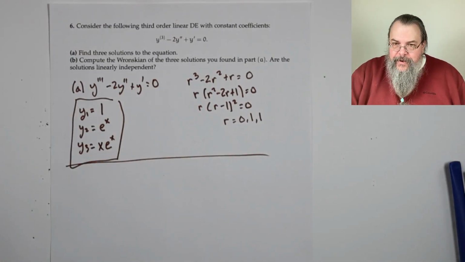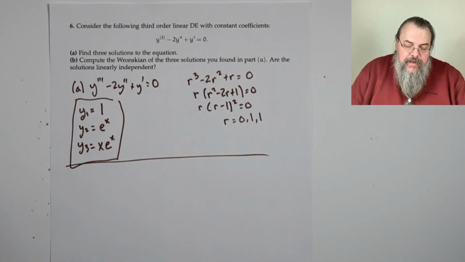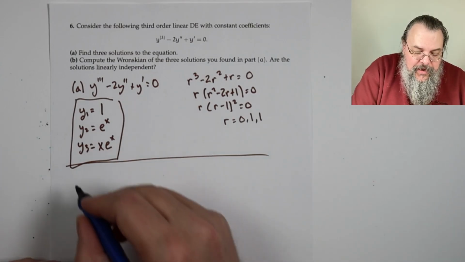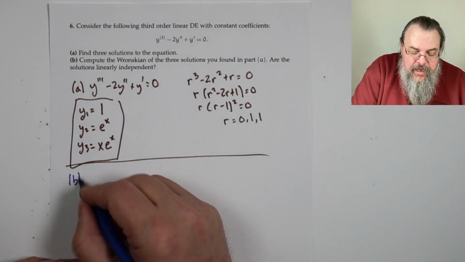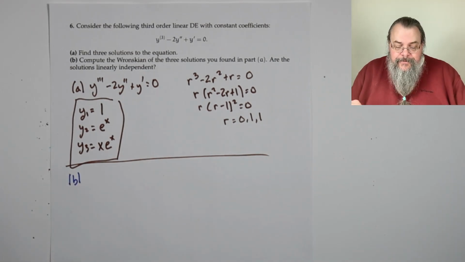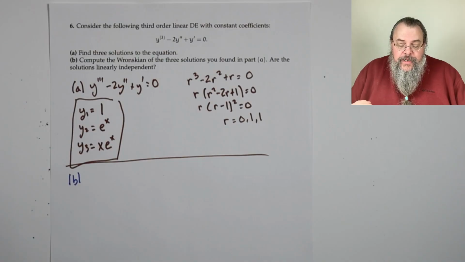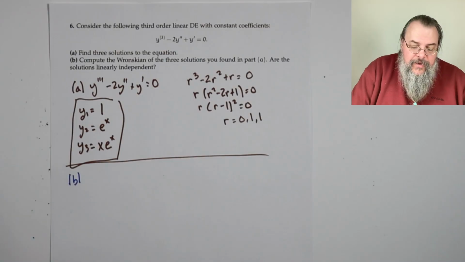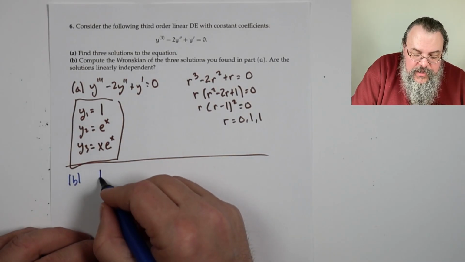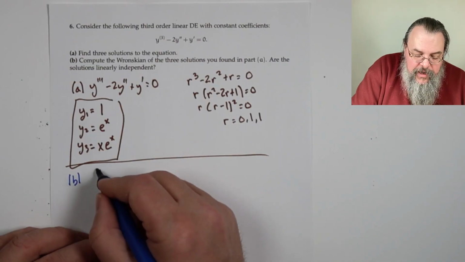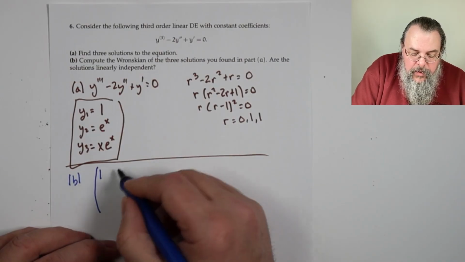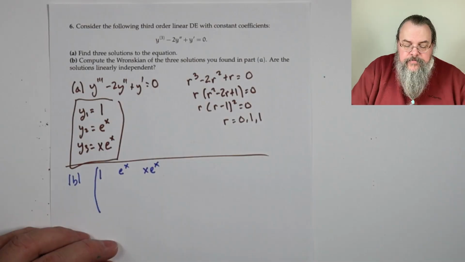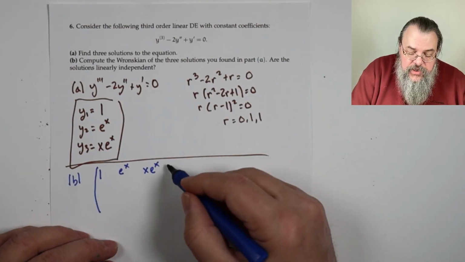Part B. Well, let's take a look. Compute the Wronskian. Are the solutions linearly independent? Okay, so for part B. Now, what's the Wronskian? Well, what we're going to do is we're going to take derivatives. And we're going to take a bunch of derivatives. We start by taking the functions, and we're going to make a matrix. Okay, so here's the Wronskian. So we're going to take 1, e to the x, x e to the x. Now, that's the function.